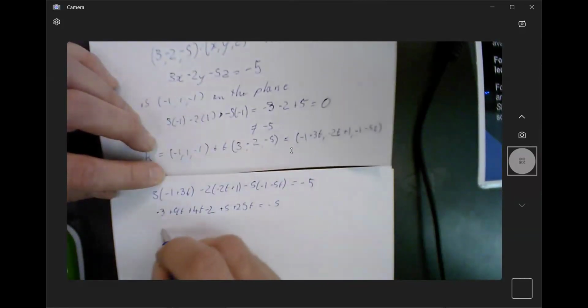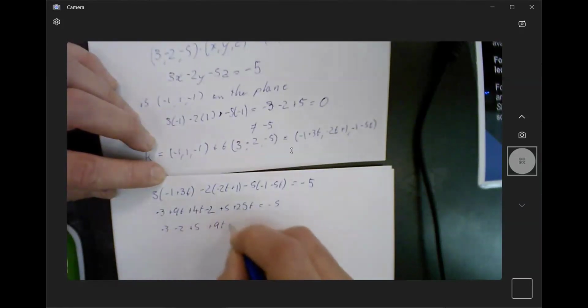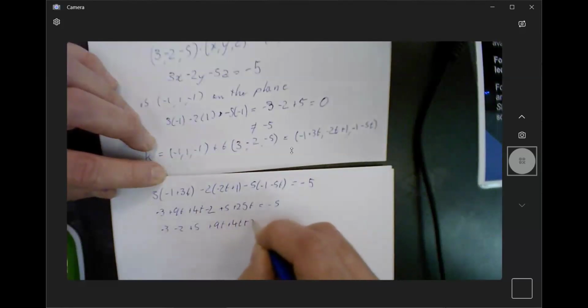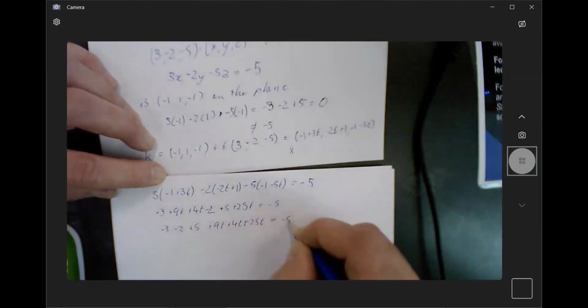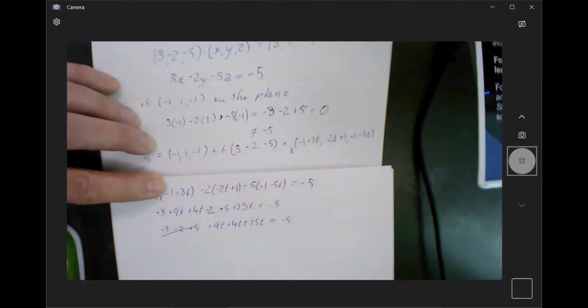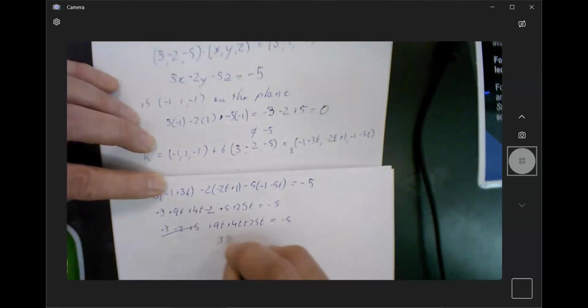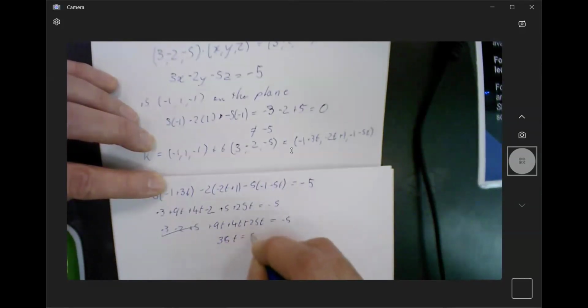Now, if we bring all the numbers together, -3 minus 2 plus 5 plus 9t plus 4t plus 25t is going to be equal to -5. These conveniently cancel out. We knew that was going to happen. That point was part of what was happening here. And so this gets me, what's that? 13 plus 25 is 38. So t is equal to -5 on 38.